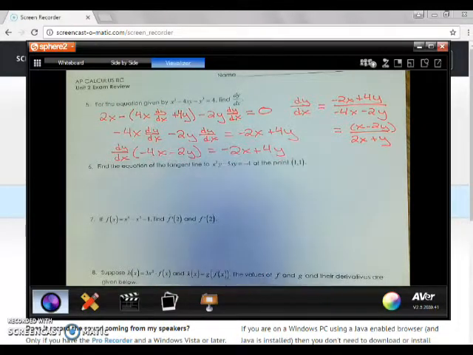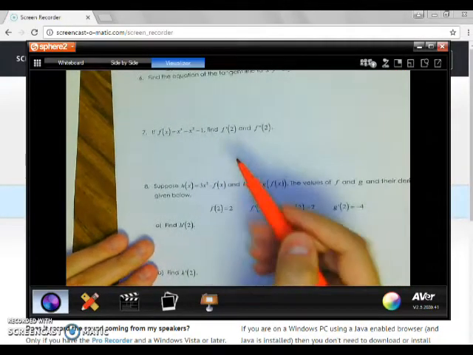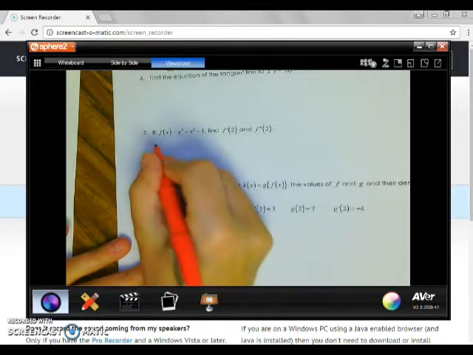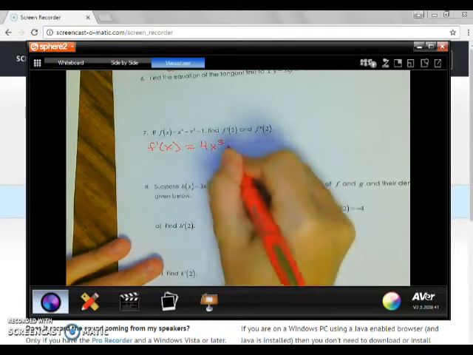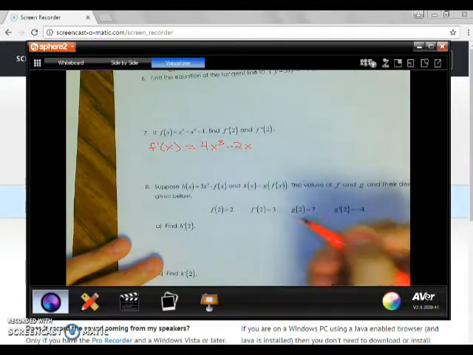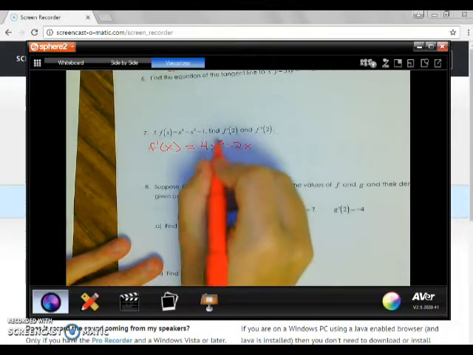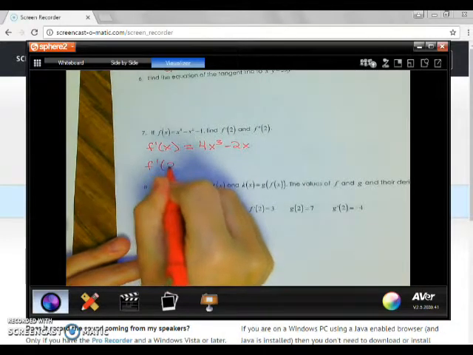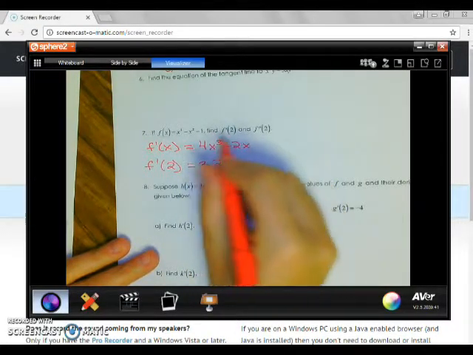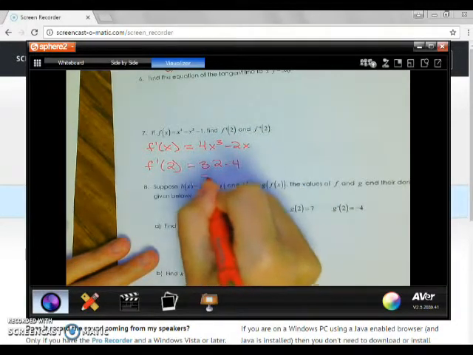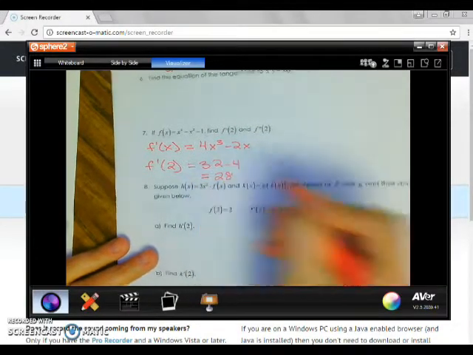All right, let's take a look, skipping down. Number 7 is a good one just because it's asking you to take multiple derivatives. So here, if this is your f of x, to find f prime of x, the derivative, this is straight power rule. So it's going to be 4x cubed minus 2x. There's your first derivative, and it was asking me to evaluate that derivative at 2. So I'm just plugging in 2. 2 cubed is 8. 8 times 4 is 32. And plug in a 2 there, I get minus 4. So my answer there is going to be 28.